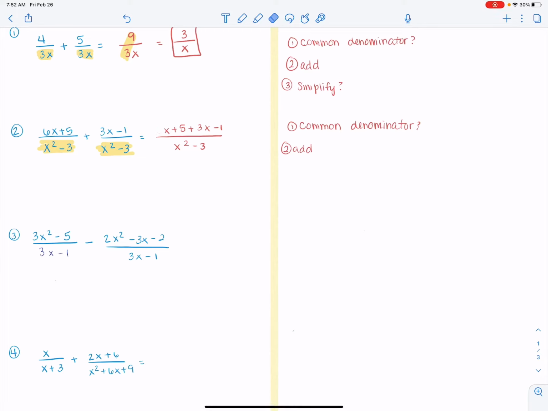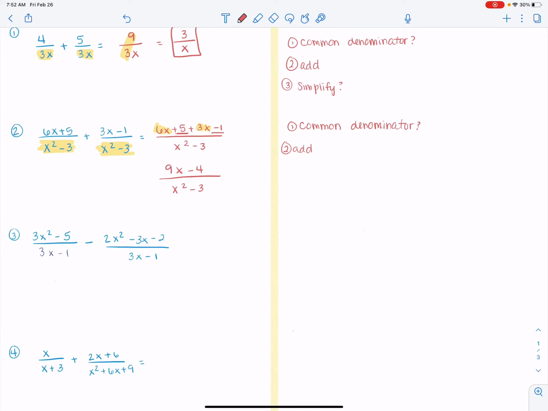So 6x plus 3x is 8x. 5 minus 1 is 4 over x squared minus 3. Oh, 6 plus 3 is 9. My bad. So 9x minus 4 over x squared minus 3.